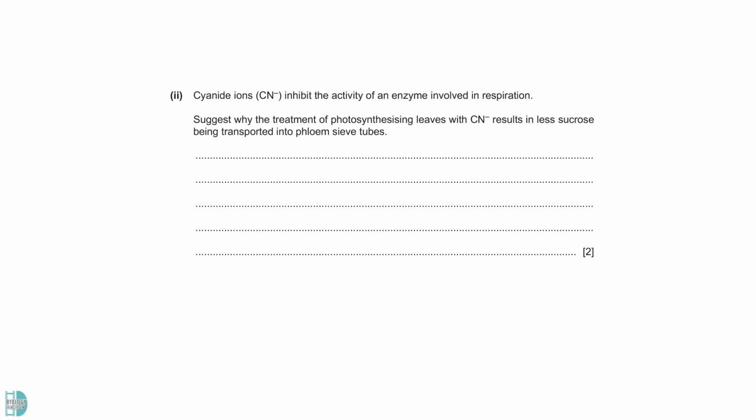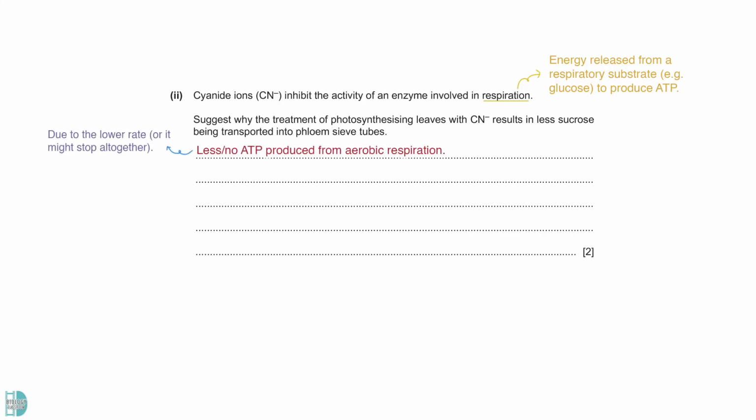Suggest why the treatment of photosynthesizing leaves with cyanide ions results in less sucrose being transported into phloem sieve tubes. Respiration is a process where energy is released from respiratory substrate such as glucose to produce ATP. If an enzyme in the reaction is inhibited, there will be a lower rate of reaction. Less or no ATP is produced. So, less ATP is available for sucrose synthesis in mesophyll cells.